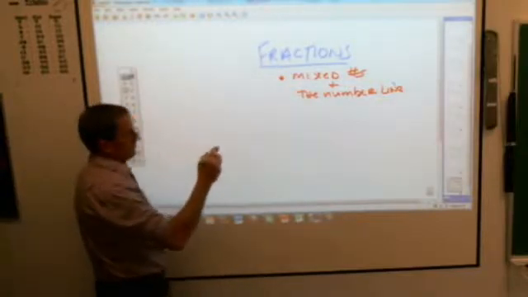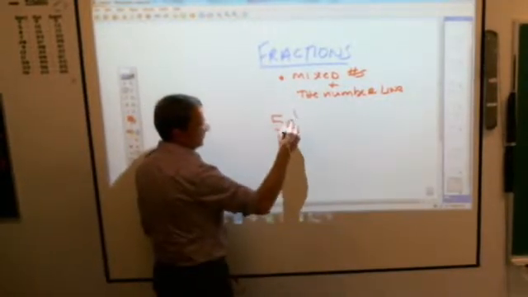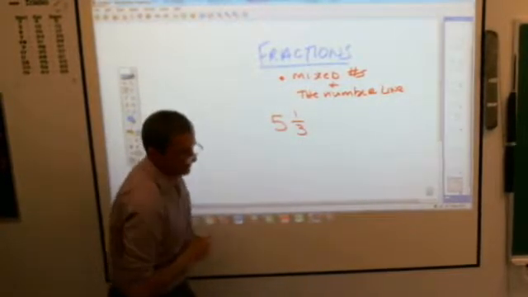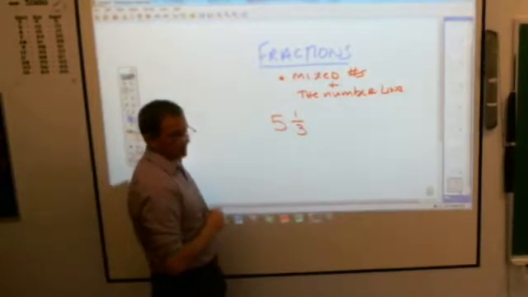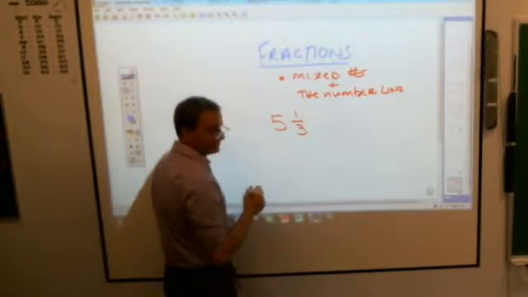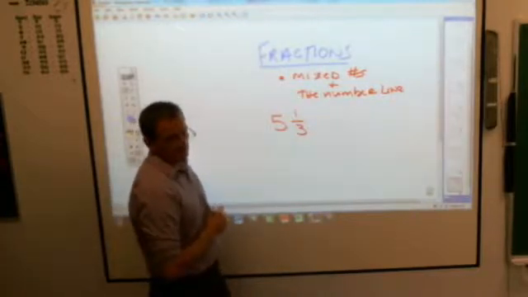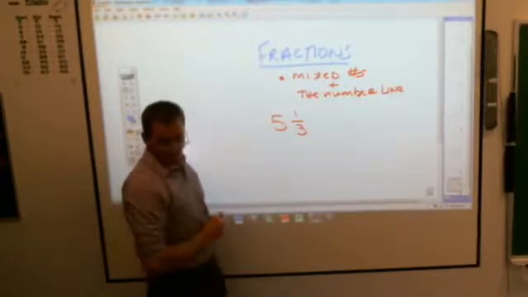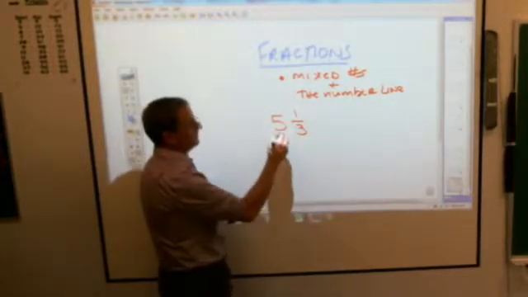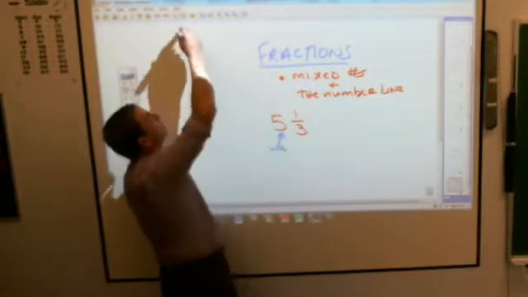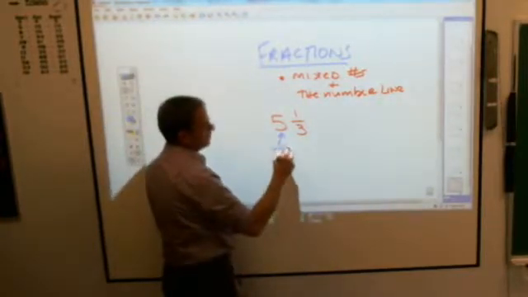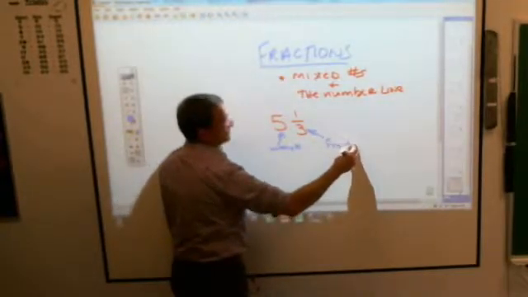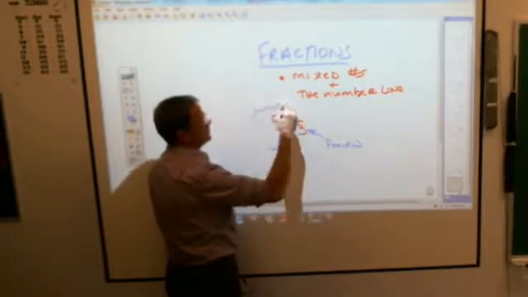Why do you suppose this 5 1/3 is called a mixed number? I know it's going to be a tough one. Why would you call this a mixed number? Because it is, Caleb? Well, yeah, but what does the word mixed mean? Mixed means it's both got a whole number. Oh boy. It's got a whole number and it's mixed with a fraction. Hence the reason mixed number.